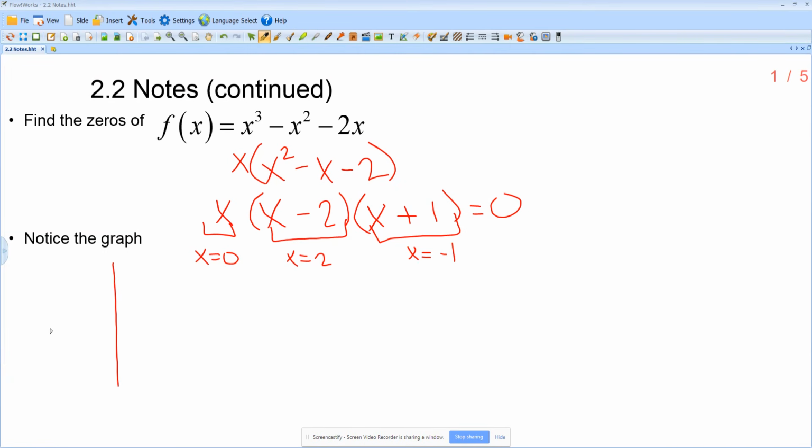Graphically then, the way that this graph looks, I have a 0 at -1, a 0 at 0, and a 0 at 2. And what our graph looks like is this cubic function that passes through those 3 points. Be comfortable coming up with a sketch of this based off of these equations, or based off of these factors, and finding those zeros.